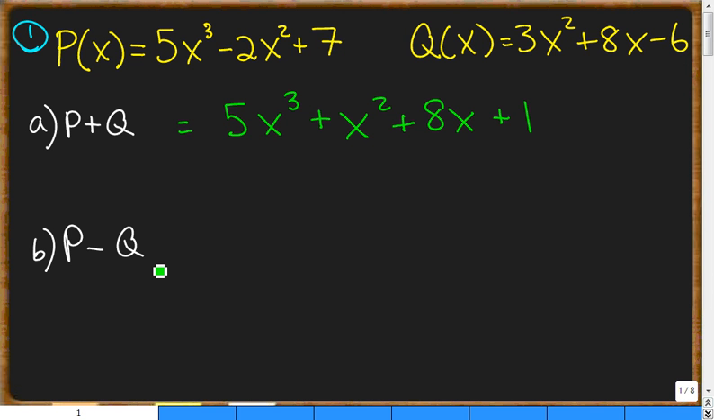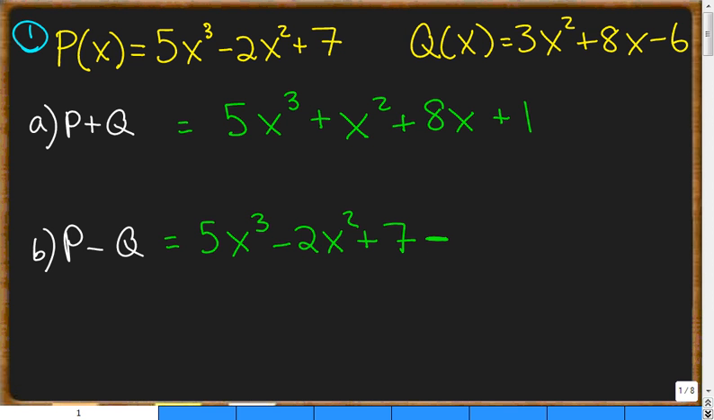Now, p minus q, we're going to be doing the opposite. We need to take whatever we have from p of x and make sure that we take away everything in q of x. So we're going to be reversing the signs of everything in q of x. So we start off, you've got, of course, 5x cubed. We have minus 2x squared. We have a positive 7. And we're subtracting the whole thing of q.